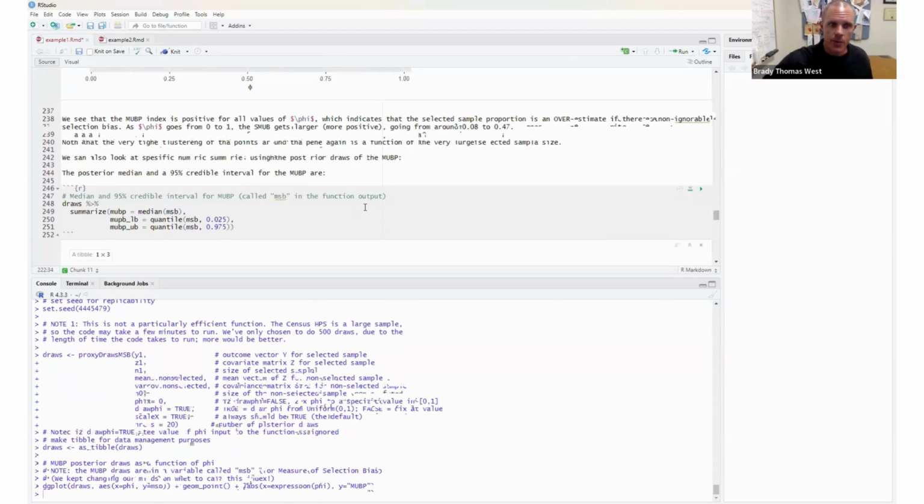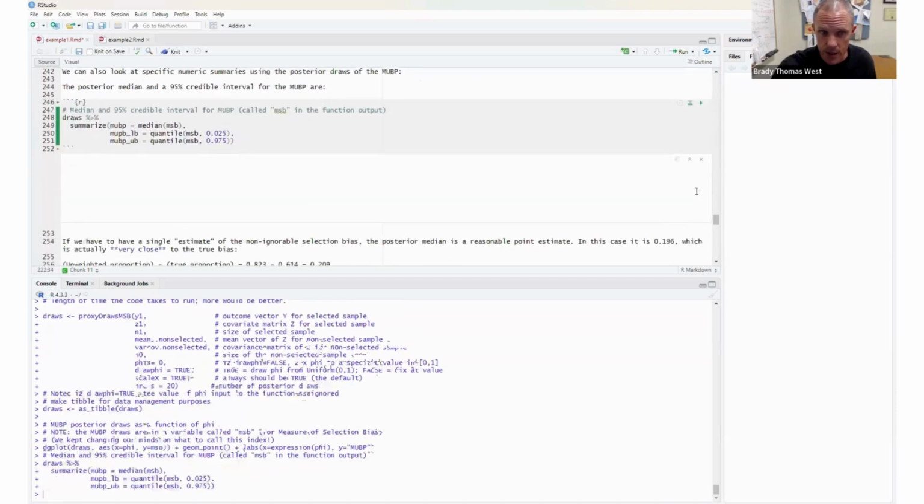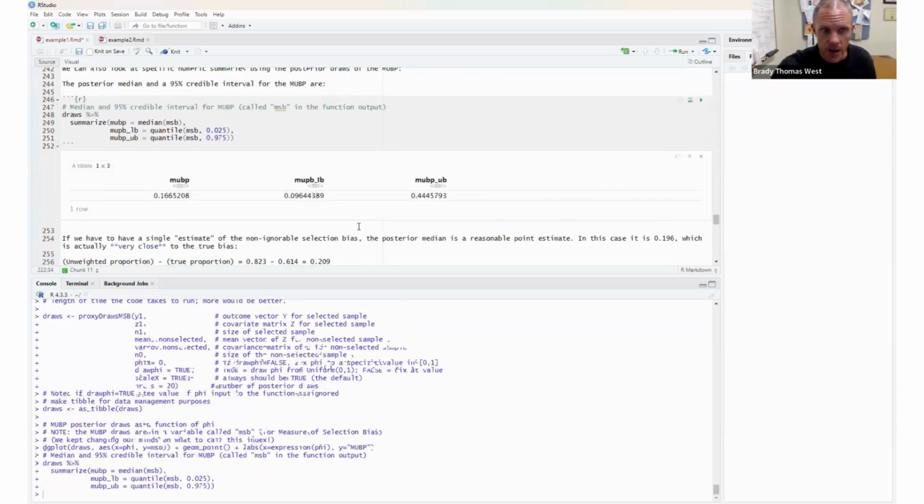Then, because we're Bayesian, I'm taking the median of those draws, and I'm taking the 2.5 and 97.5 percentiles of those 20 draws to calculate the median estimate of the measure of selection bias and a 95% credible interval for that measure of selection bias. Now, again, I changed it to 20 draws. We had 500 before.